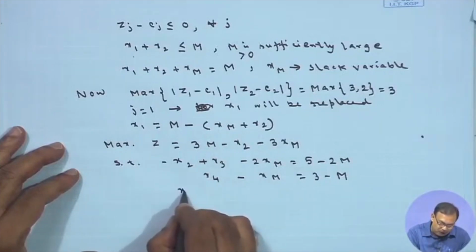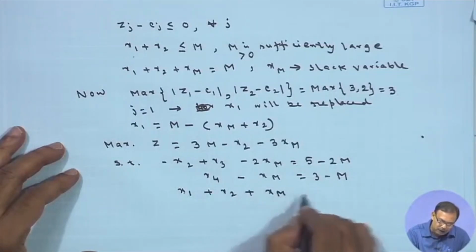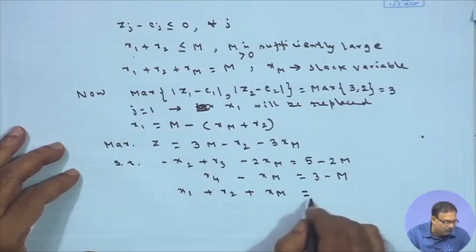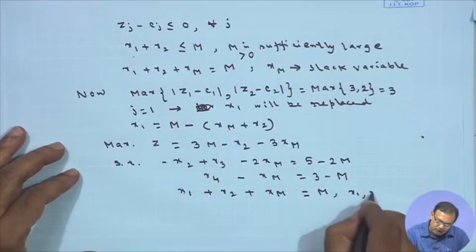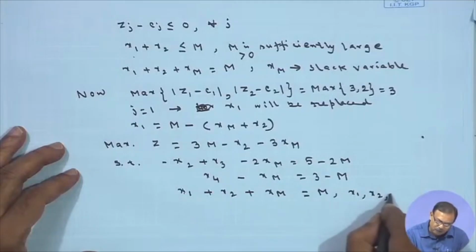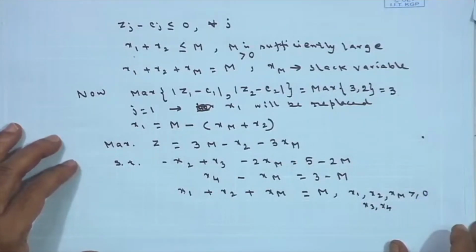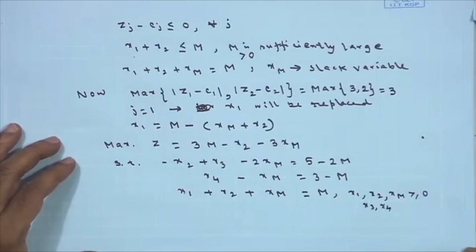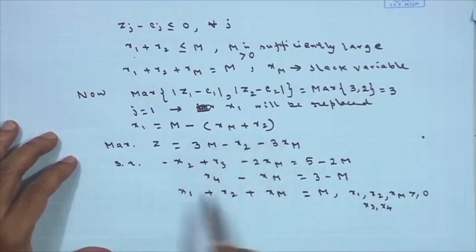So, the third constraint we are now adding is x 1 plus x 2 plus x m equals m, where x 1, x 2 and x m are all greater than or equal to 0. Of course, your x 3 and x 4 are also there. So, in the basis now 3 variables will come: x 3, x 4 and x m. I hope the method is very clear to you now.